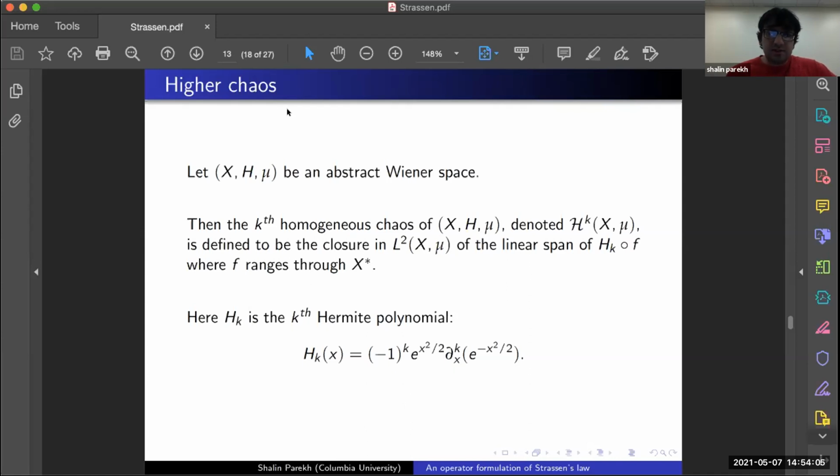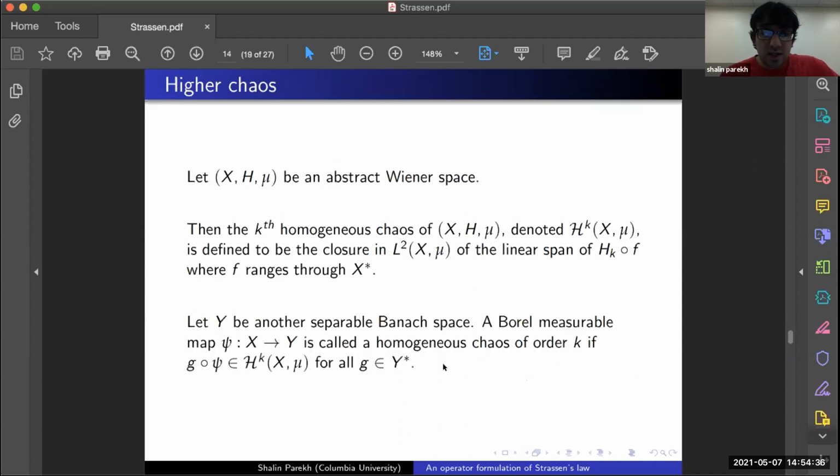with higher Gaussian chaoses. So if you let (X, H, mu) be an abstract Wiener space, the kth homogeneous chaos is defined to be the closure in L2 of the linear span of H_k composed with f, where f ranges through all functionals in the dual space, and H_k is the kth Hermite polynomial, which is defined here. Okay, so these polynomials orthogonalize L2 of the Gauss space, and a measurable map from that underlying Banach space to another Banach space is called a homogeneous chaos of order k if, when you compose it with any linear functional in the dual space of the codomain, you get something in the kth homogeneous chaos, okay?